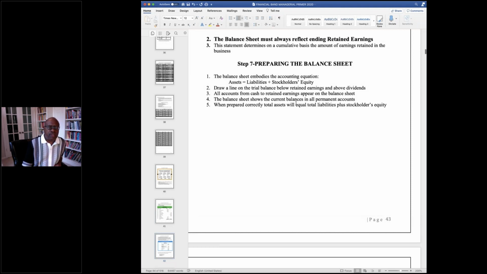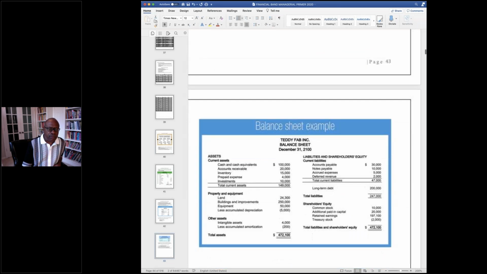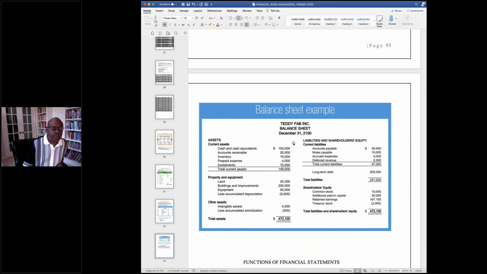The balance sheet shows the current balances in all what's called the permanent accounts. So we'll get back to this a little bit later, but it shows the balances in the permanent accounts. When prepared correctly, total assets will equal total liabilities plus stockholders' equity, because that statement reflects this equation: assets equal liabilities plus stockholders' equity. So let's look at a balance sheet.